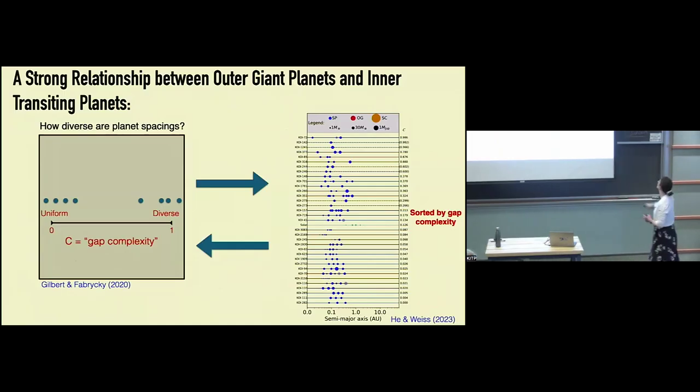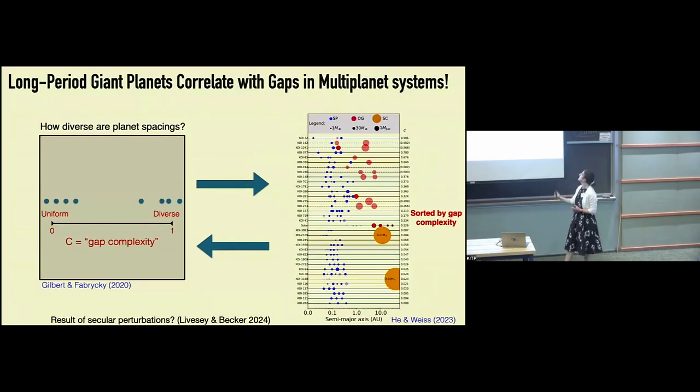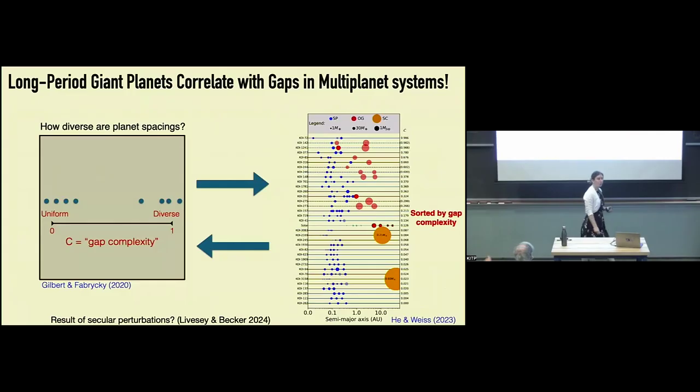I'd like you to take a look at this, and what I'm going to do now is add on the non-transiting companions that we found. There they are. So what you can see is that long-period giant planets correlate with gaps among the transiting planets in multi-planet systems. This is a result that my former postdoc, Matthias He, led. There's been some theory trying to explain this. This is possibly the result of secular perturbations, but I think there's a lot more work to be done to explain this striking pattern.